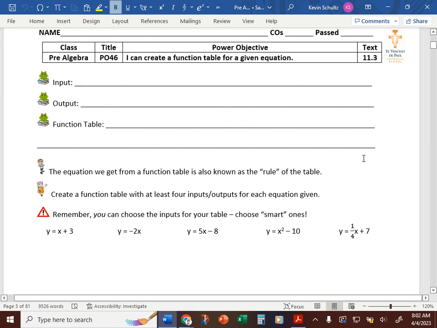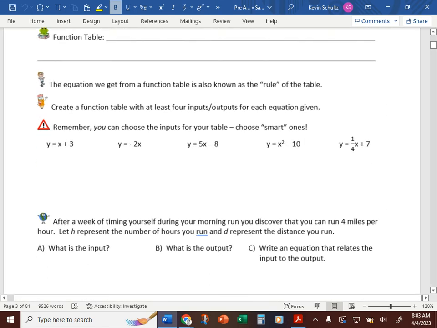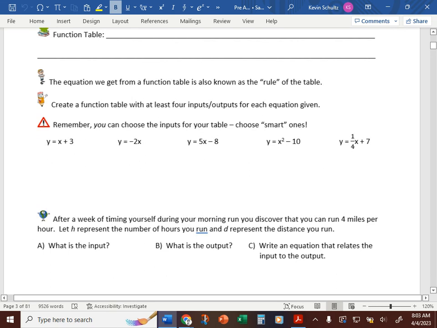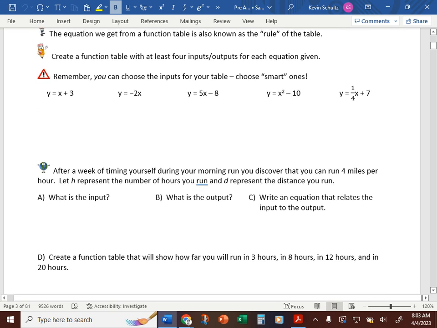Good day, sleepyheads. We are continuing PO46, working with function tables, and ultimately we're going to get some word type problems today. So we did the first three together, just basically making a function table where you get to pick the input. You pick what we're plugging in for x, and we see what we get for y. That'd be the output, right? So just continuing this here, y equals x squared minus 10. We're going to make our xy table.